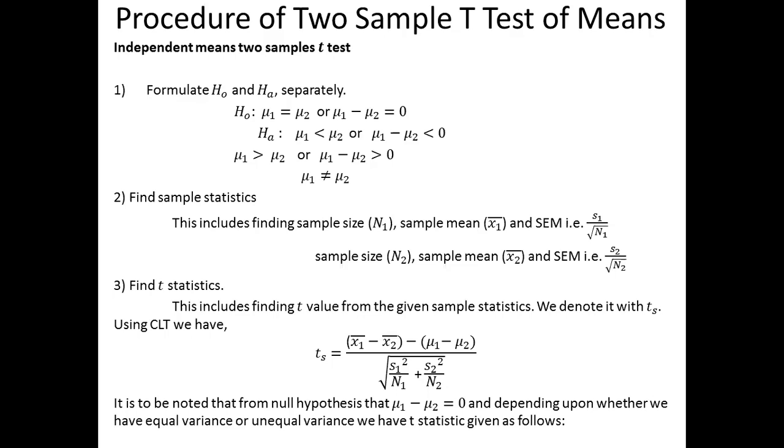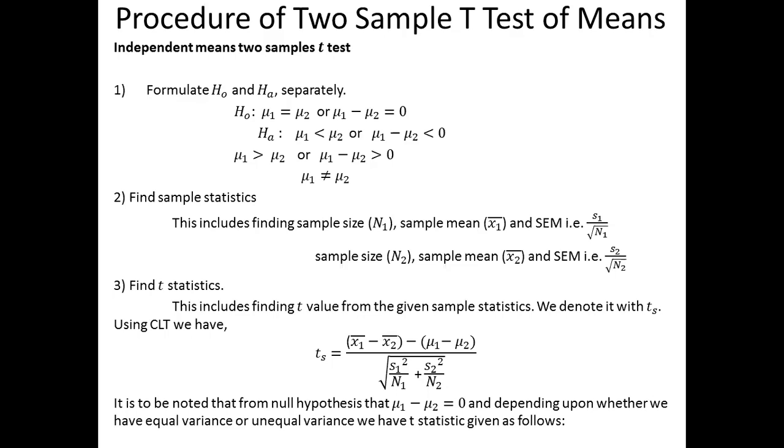Now, finding the sample statistics. Since we would be provided two samples from two populations, we should have the sample sizes of each sample. We should have the means of each sample, like x1 bar and x2 bar, and sample sizes like capital N1 and capital N2. And we should have the SEMs of both the samples, considering that they are part of the sampling distribution of means, so we should have the standard error of means of both of them, which is S1 upon root N1 for sample 1 and S2 upon root N2 for sample 2.